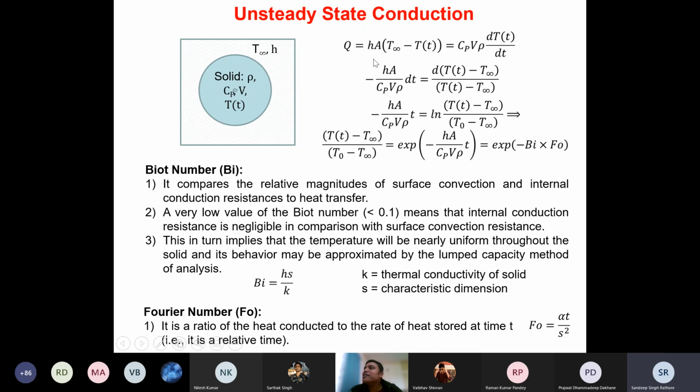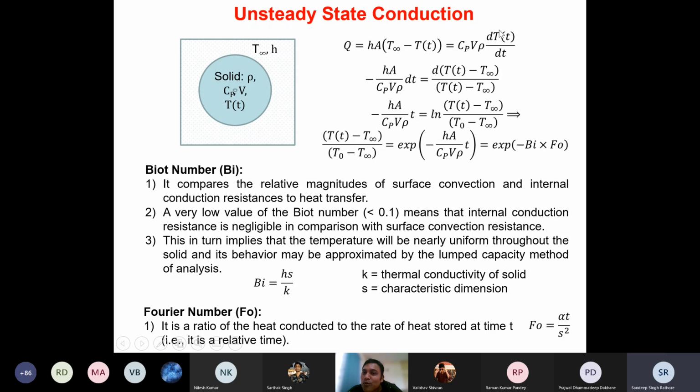So this will be the heat transfer to the body at any time t, isn't it? This particular term gives me the heat transfer to the body at any time t by convection, isn't it? And that should be equal to the change in the internal energy of this entire body. So that is given as rho CpV dT/dt. Do you all agree? Do you all agree or not?